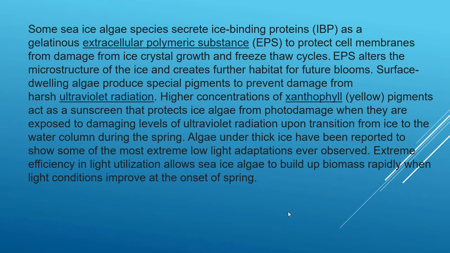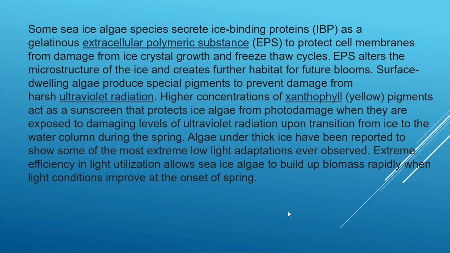Surface-dwelling algae produce special pigments to prevent damage from harsh UV radiation. Higher concentrations of xanthophyll, which are yellow pigments, act as a sunscreen that protects ice algae from photo damage when they are exposed to damaging levels of ultraviolet radiation upon transition from ice to the water column during the spring. And oftentimes you might actually see, oh, that appears to be a yellowish tinge, and that's the algae secreting the xanthophylls to protect themselves.